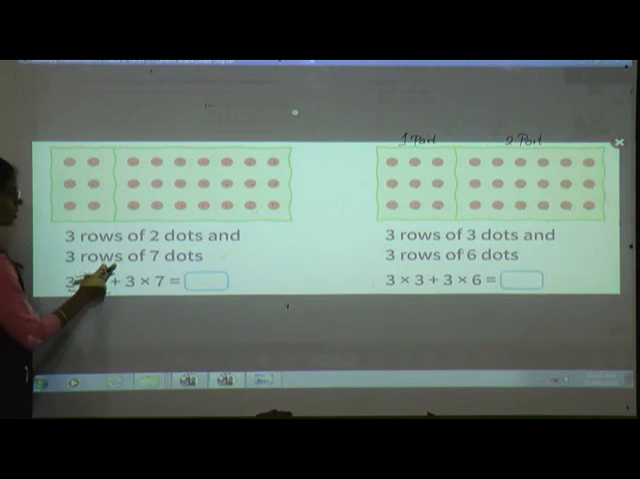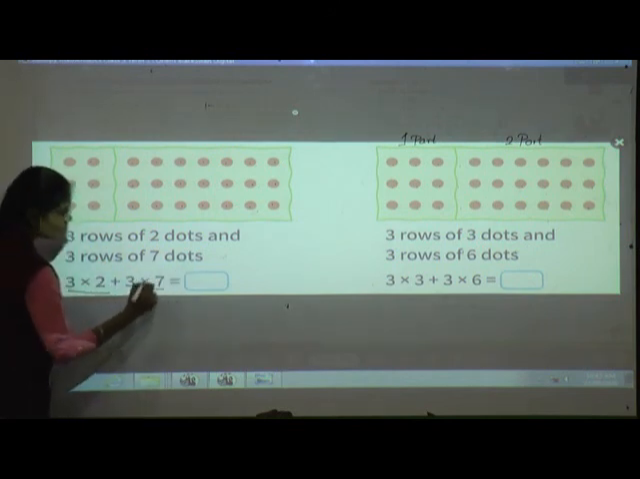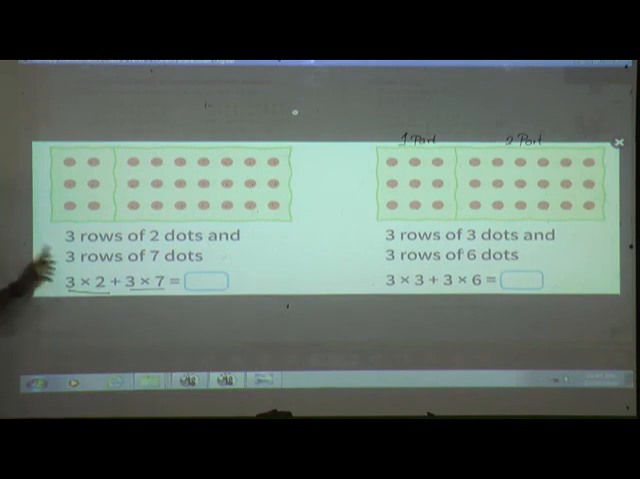There are 3 rows of 7 dots. So here we can write 3 into 7. Why? Because 3 rows are there and in each row there are 7 dots. Okay. So we will write here 3 into 7.